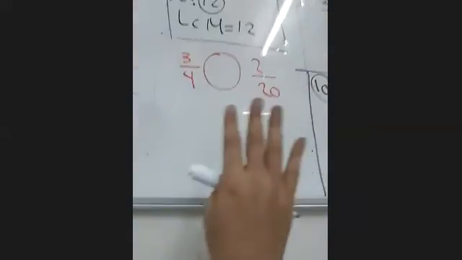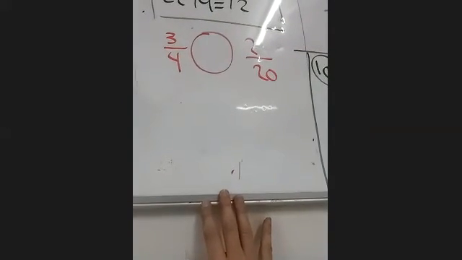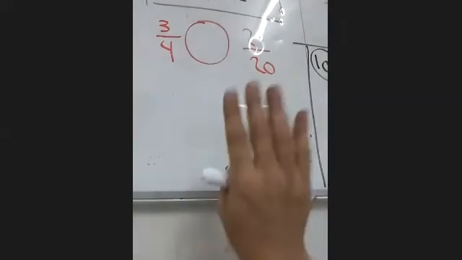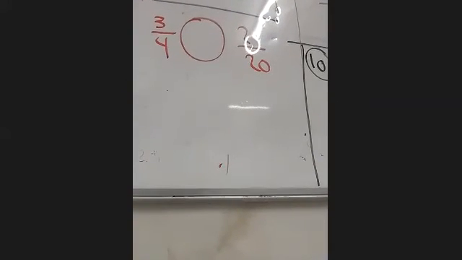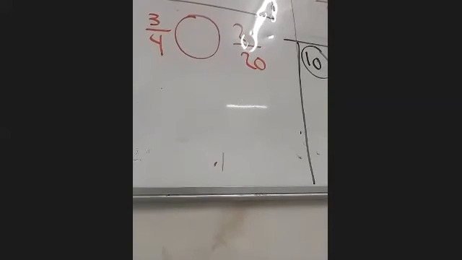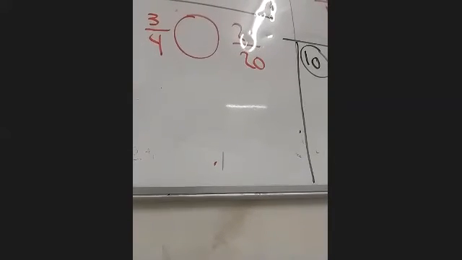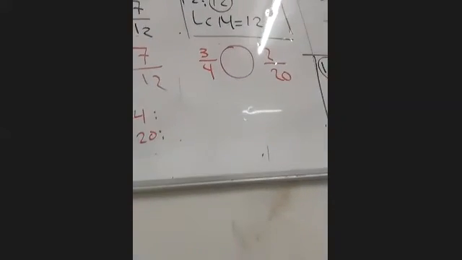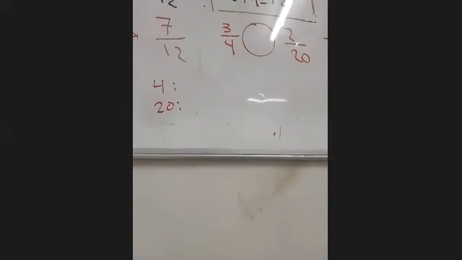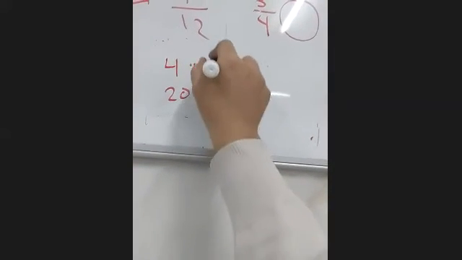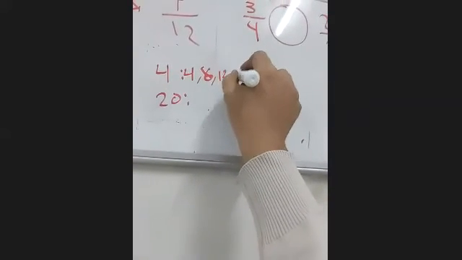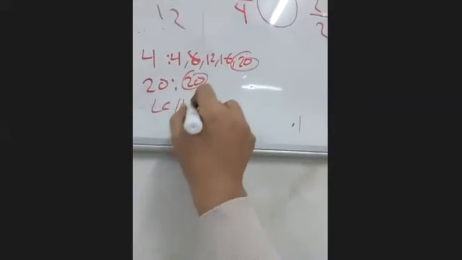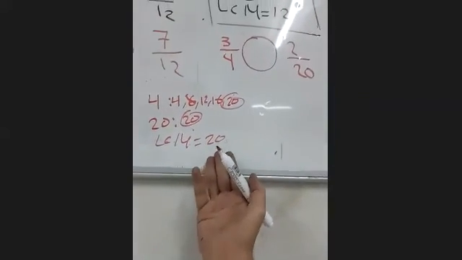Do you understand what I wrote here? Yeah, I understand. First step, we find the least common multiple of 4 and 20. Do you know how? Yes, I know. 4, 8, 12, 16, 20. And the 20, right? Yeah. So the least common multiple is how much?